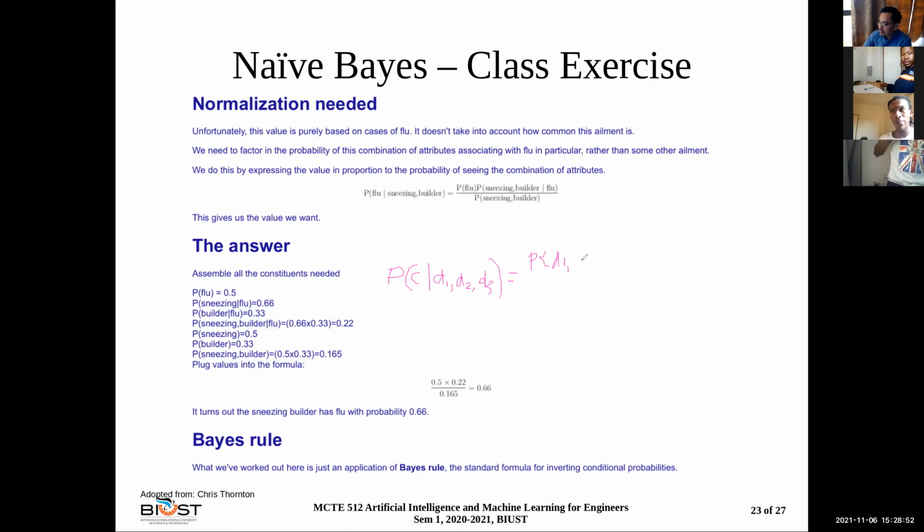D1, D2, D3, given the class, multiplied by the probability of the class, divided by the probability of the features.